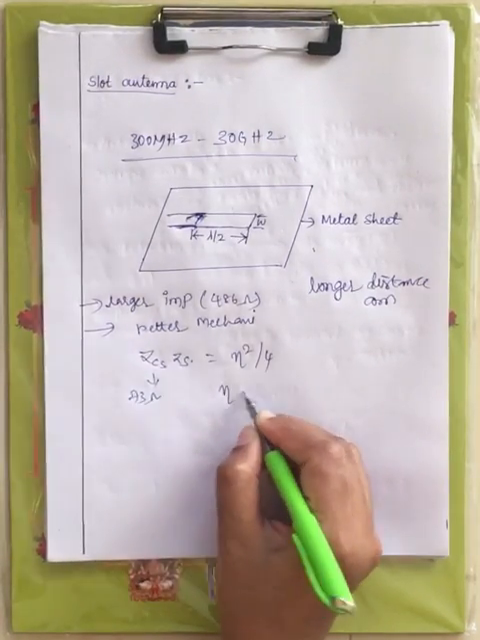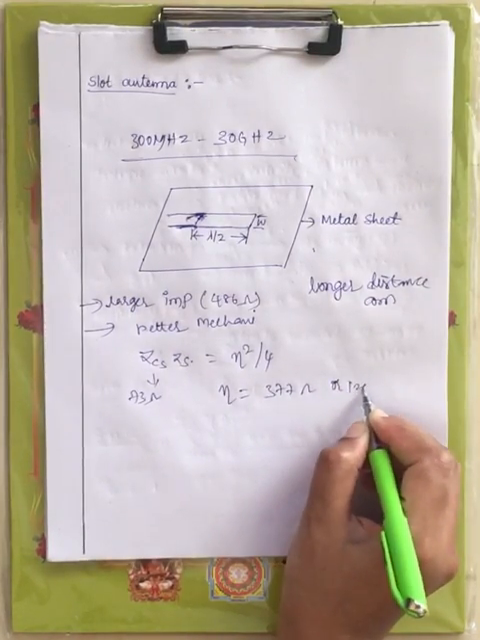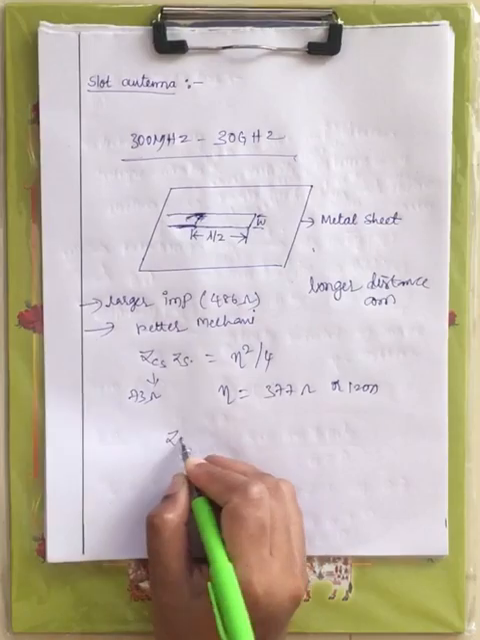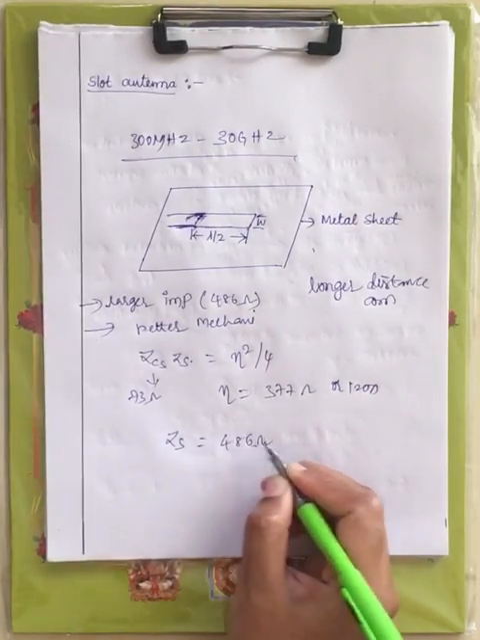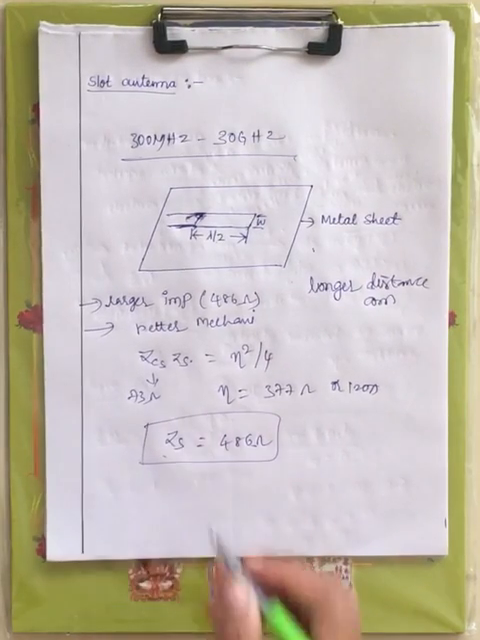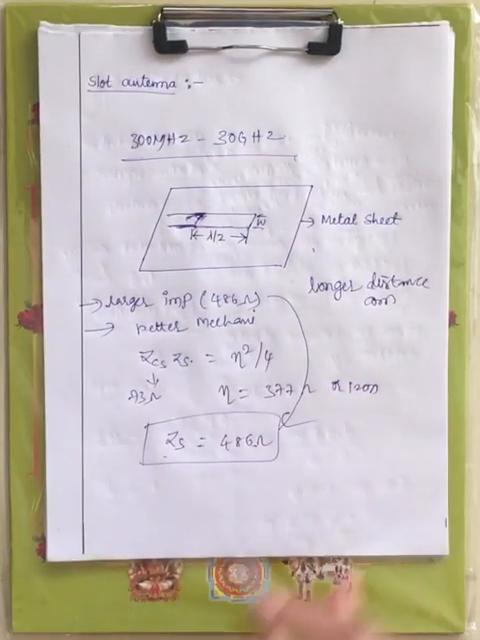Now you know eta is nothing but 377 ohms or 120 pi. If you calculate this slot impedance, you will get 486 ohm. This is the highest impedance for the slot antenna. That's why the slot antenna has large impedance.